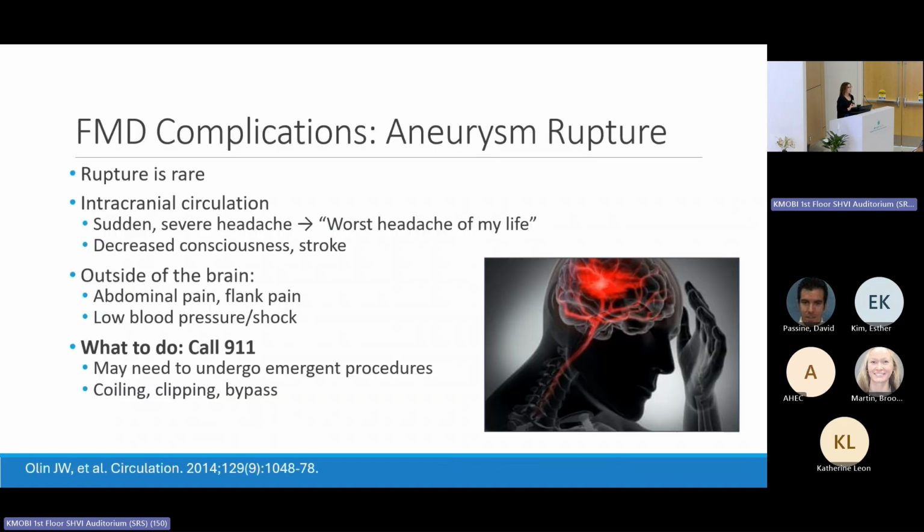All right, so our next one is aneurysm rupture. This one is overall rare. Obviously, we know that aneurysms can occur in FMD, and they can occur in several different artery beds, but we really worry about aneurysm rupture, especially when it affects the brain.